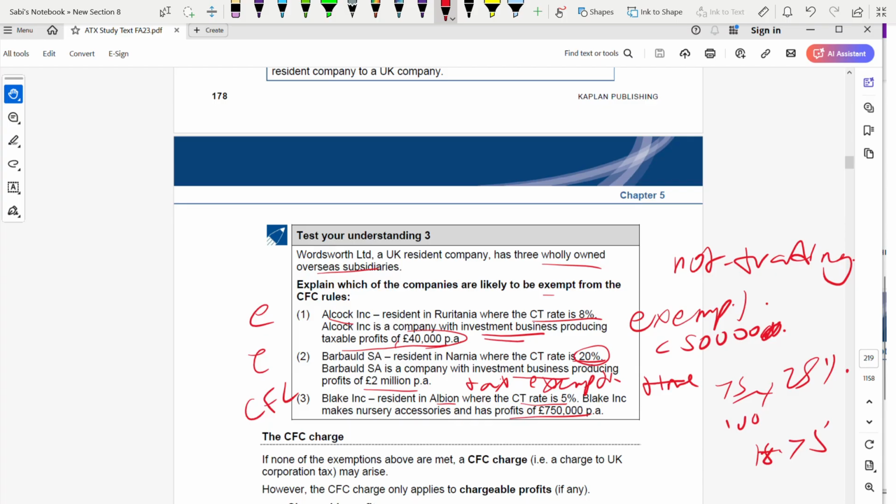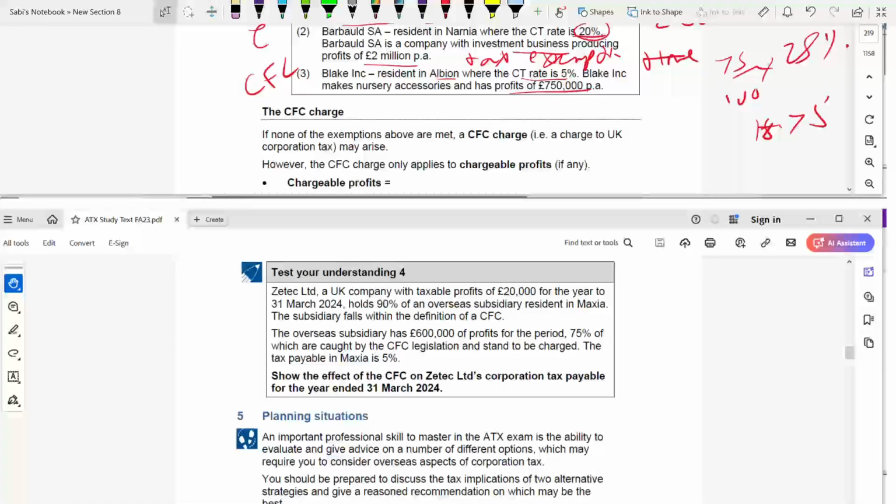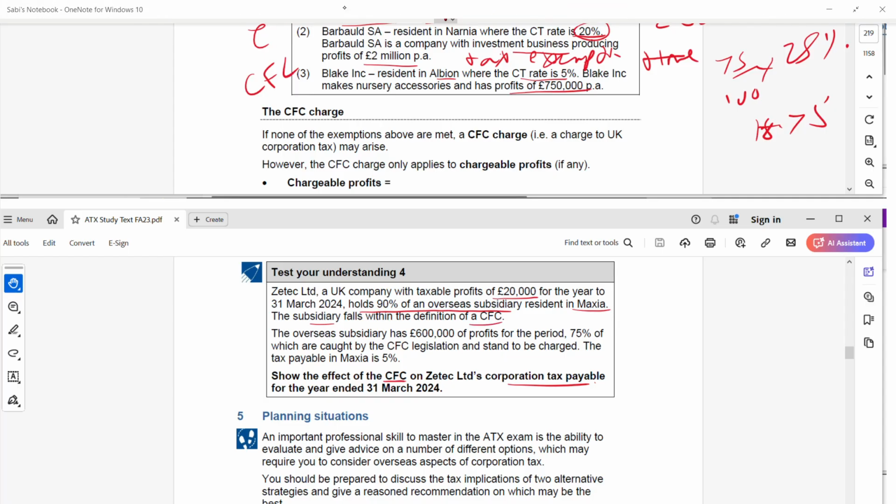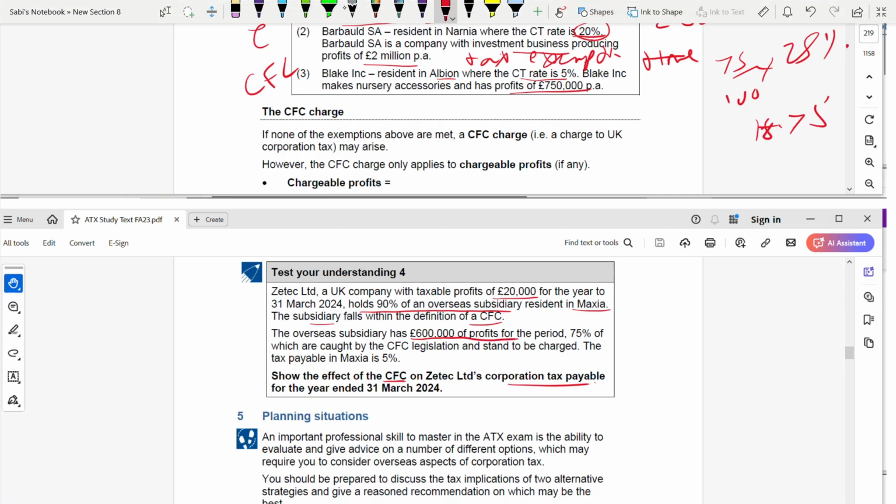Now test your understanding 4. Show the effect of CFC on their corporation tax payable. That means CFC charge will arise here. So they have a taxable profit of 20,000. UK company having taxable profit of 20,000 holds 90% of overseas subsidiary resident in Maxia. This subsidiary falls within the definition of CFC, so you don't have to worry whether they are CFC or not. Already the question told you. They have 600,000 of profit, 75% of which is caught by the CFC legislation and stands to be charged. The tax payable in Maxia is 5%.